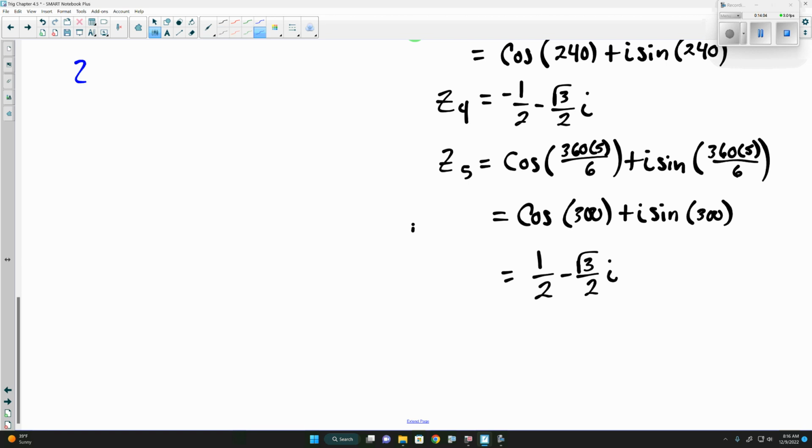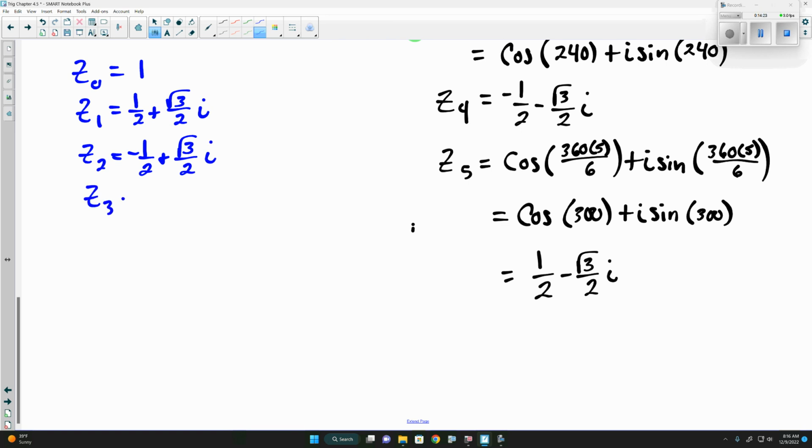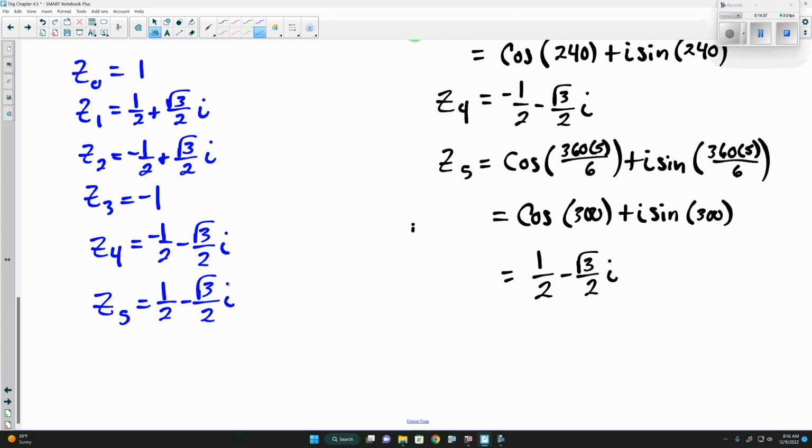So our values: Z sub 0 was 1, Z sub 1 was 1/2 plus square root 3 over 2 I. Z sub 2 was -1/2 plus square root 3 over 2 I. Z sub 3 was -1. Z sub 4 is -1/2 minus square root 3 over 2 I. And Z sub 5 is 1/2 minus square root 3 over 2 I.